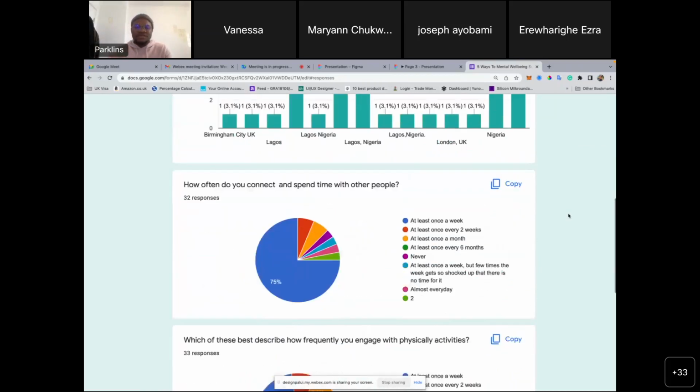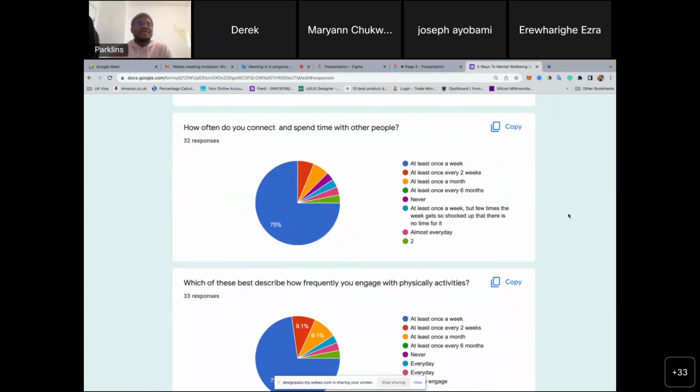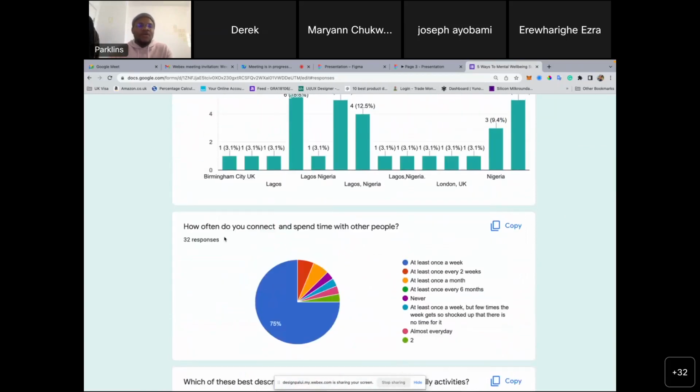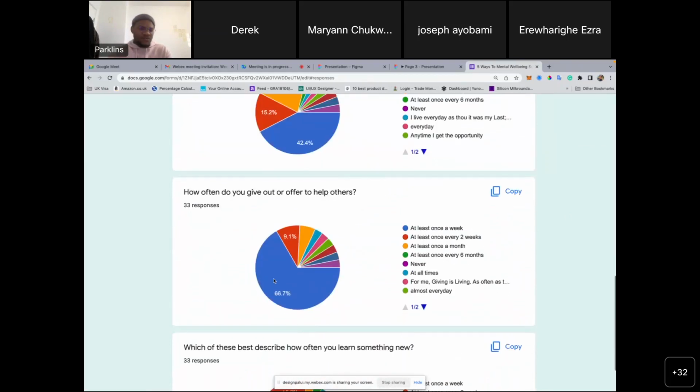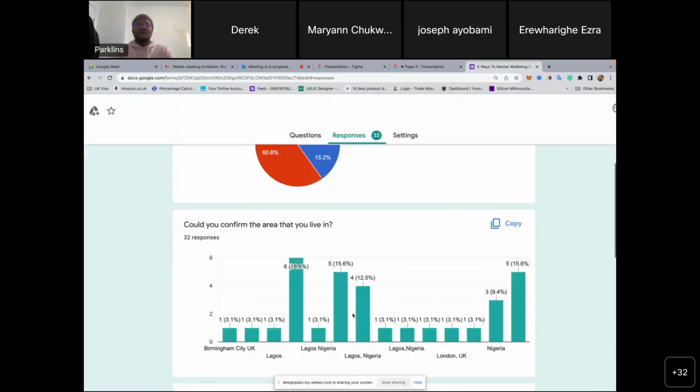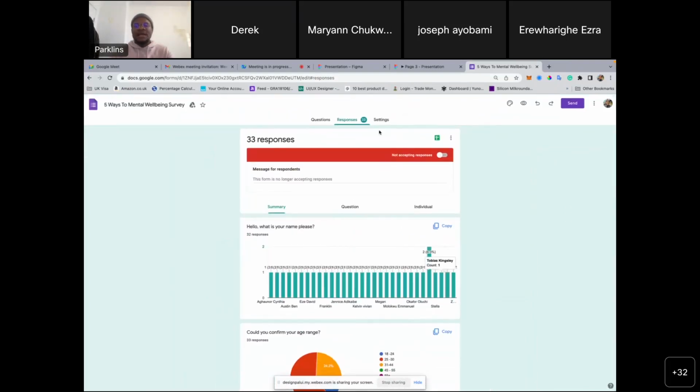This is an example of quantitative research. It gives you insights that are quantifiable. So you see this one, on how often do you connect and spend time with other people? I can say boldly, 75% of my users spend time with other people at least once a week, and the other 25% are across the other spectrums. So this is a good example of quantitative research, and a technique for this is survey.